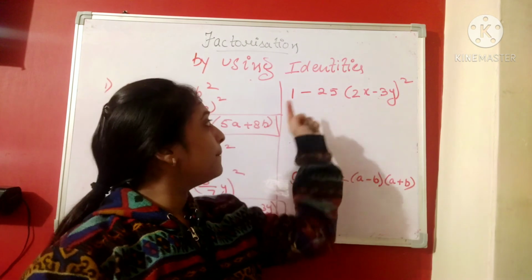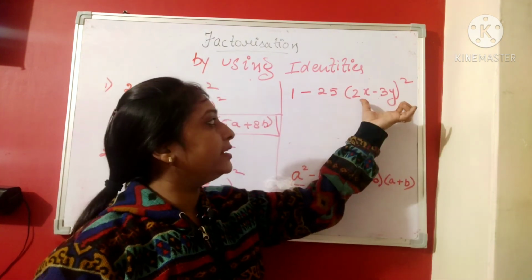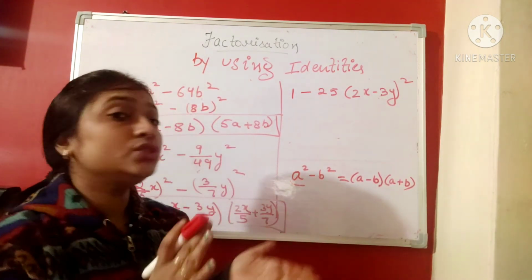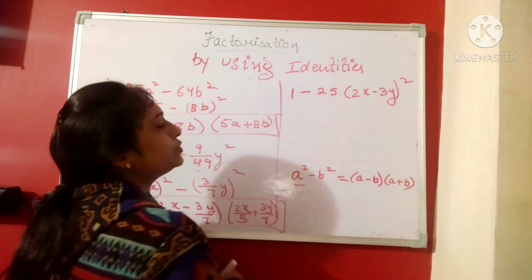Now let's see this question. We have 1 minus 25 and (2x minus 3y) whole square. This is also having two terms. We should think of the third identity. Now how to solve this?